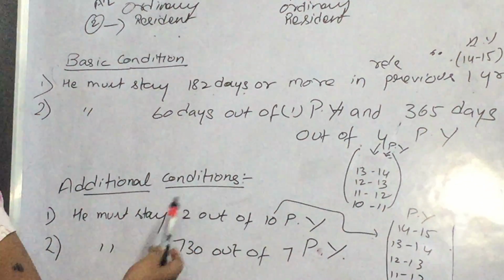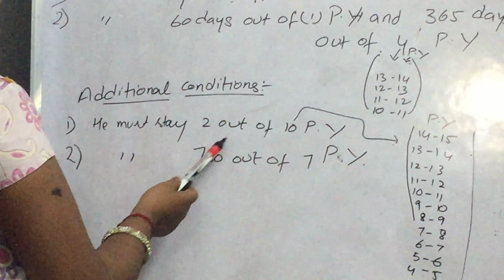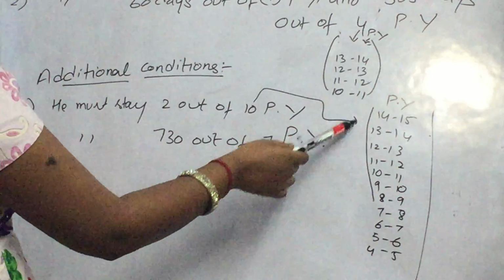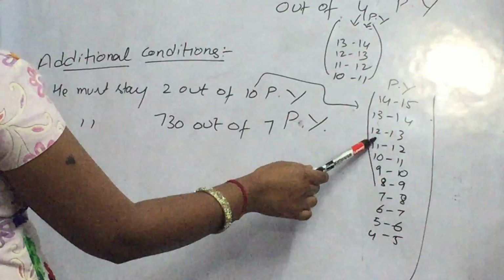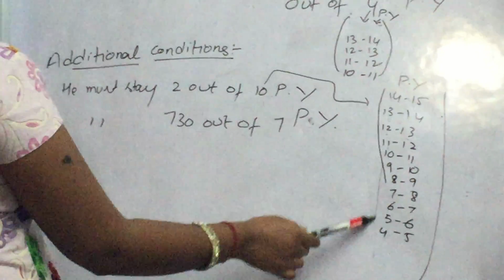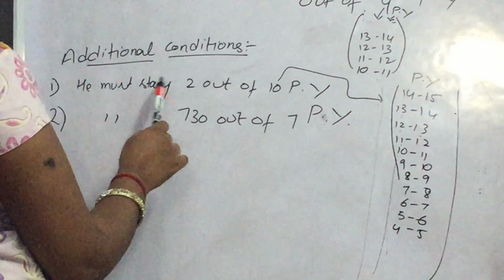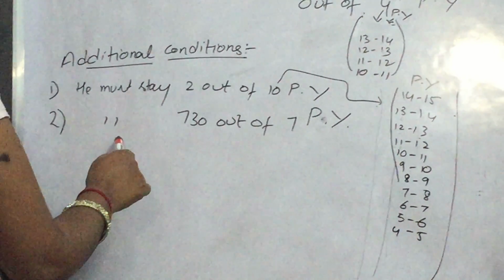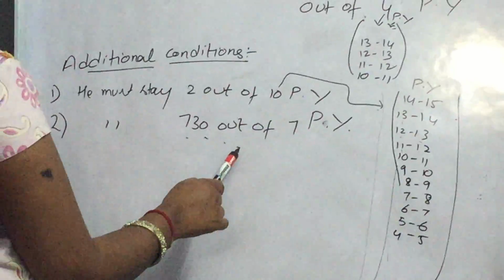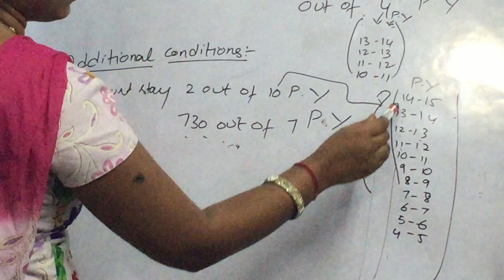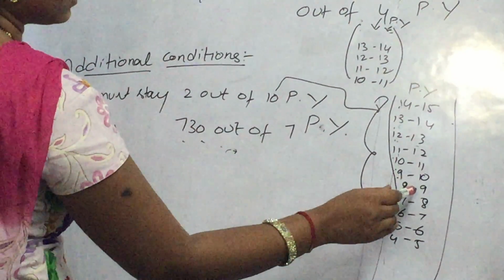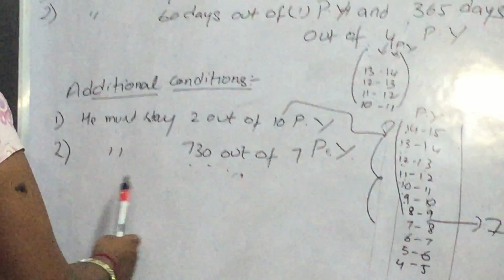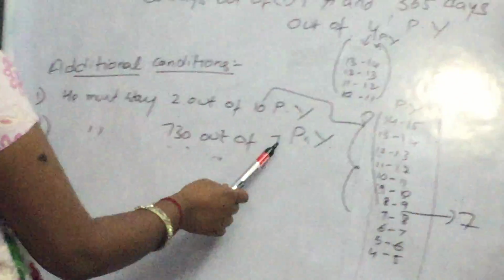What are the two additional conditions? He must have stayed in India 2 years out of the 10 previous years. What are the 10 previous years? 14 to 15, 13 to 14, 12 to 13, 11 to 12, and so on. Then the first additional condition is satisfied. The second additional condition is 730 days out of 7 years. In these 7 years we take 1, 2, 3, 4, 5, 6, 7 till here. So he must stay 730 days out of 7 years.